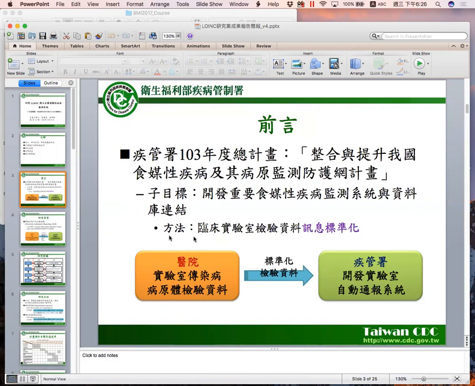So here is a visualization. The orange one is the hospital, and the green one is the CDC. We hope the hospital data can use a standardized terminology, for example LOINC, to submit to the CDC. Then they can use the LOINC to do the statistics. That's the idea.